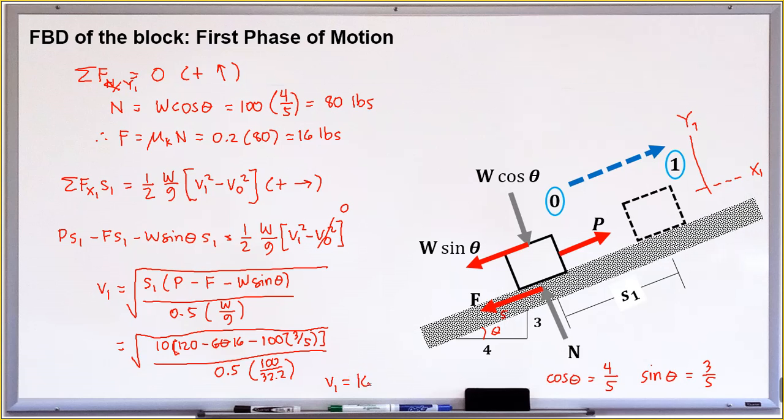So 16.83, this is in feet per second. So this is our velocity at the second position, or that is point 1. Next, we go to the second phase of its motion. This is not yet the velocity on its return at point 0. So remember, it is still going up. The first phase is it goes up by 10 feet, and then the force P is removed.